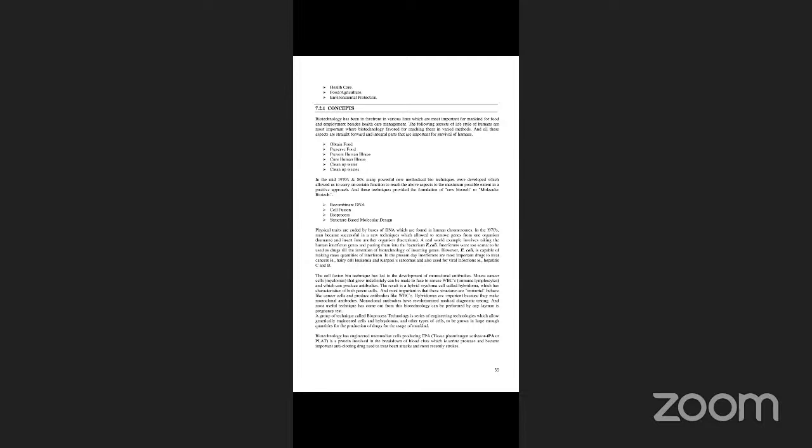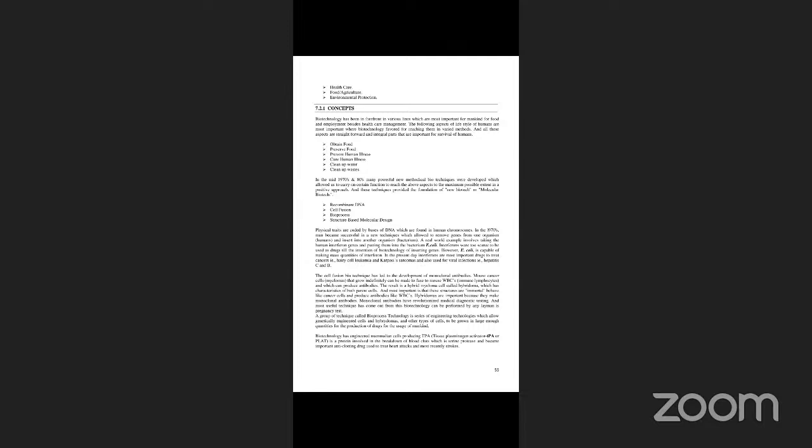And the most important processes are recombinant DNA technology, then cell fusion, how to fuse cells, then bioprocessing, that is to separate or purify some products, then structure-based molecular designing. Okay, these I am discussing briefly.